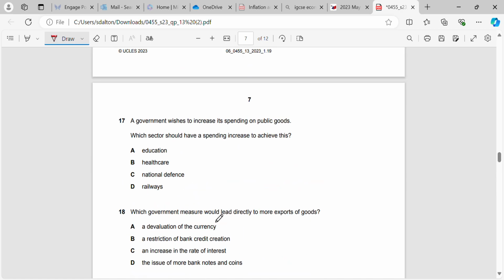Okay, question 18. Which government measure would lead directly to more exports of goods? So this is very simple. Devaluation of the currency. If you look at my video for question paper 12, I talked about depreciation, and devaluation is the same. What it does is it results in the price of exports going down, which means that the total revenue for exports would go up because people in other countries would be able to buy our exports at a cheaper price.